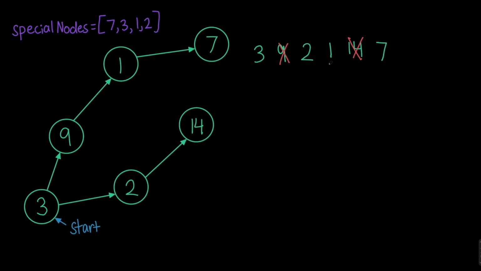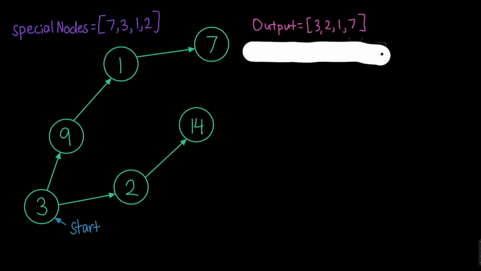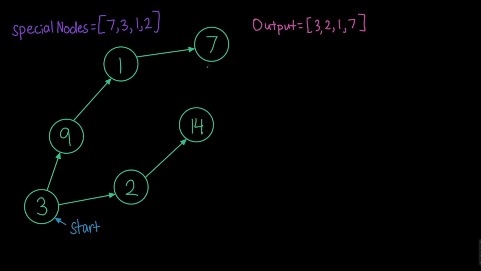Okay, so to get the output for this question, all we need to do is take these numbers, the ones that have not been crossed out, and put them in an array. So the correct output would be the array containing 3, and then 2, and then 1, and then 7. And that's all. So that covers what this question is trying to get us to do.